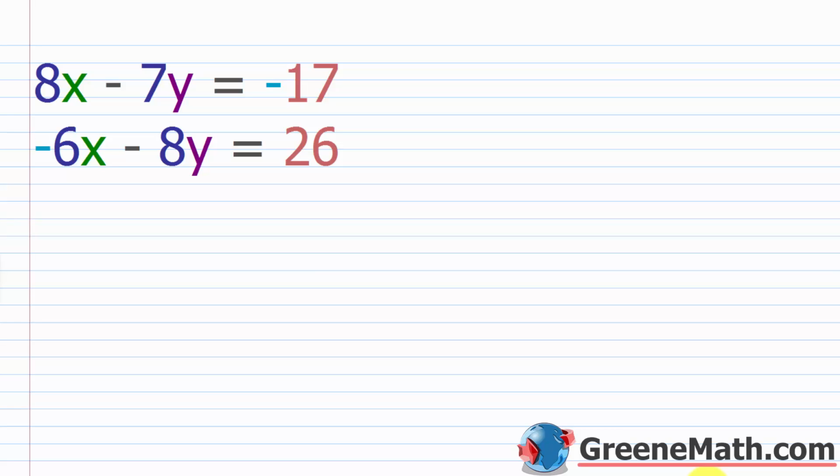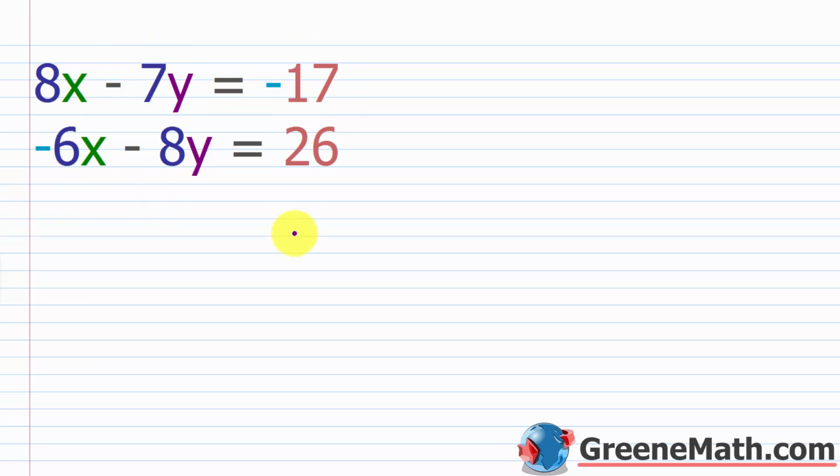Now, let's start out with this kind of easy system to get started. We have 8x minus 7y equals negative 17, and negative 6x minus 8y equals 26. The very first thing you want to do is make sure that the equations in your system are in standard form, just like when we set up an augmented matrix: ax plus by equals c. Everything has to line up: your x's, your y's, your constants.